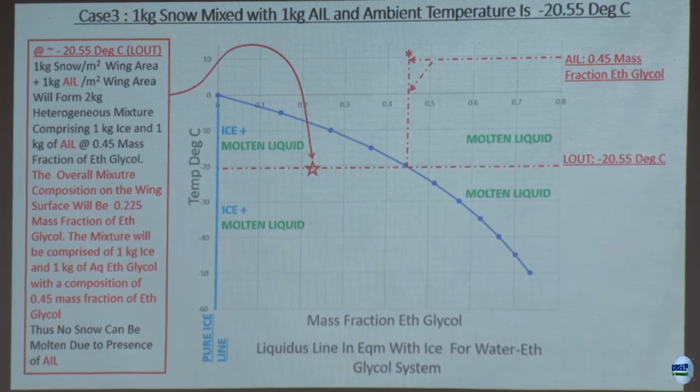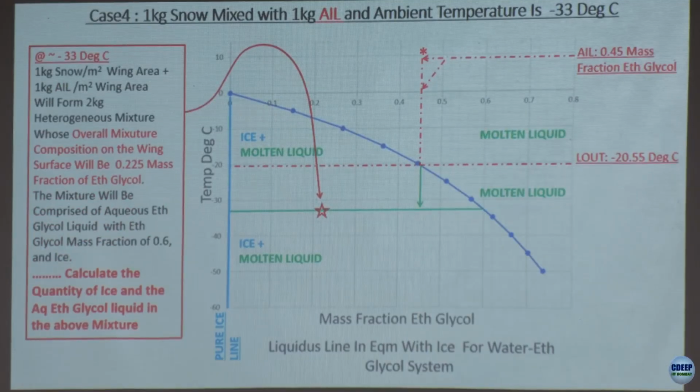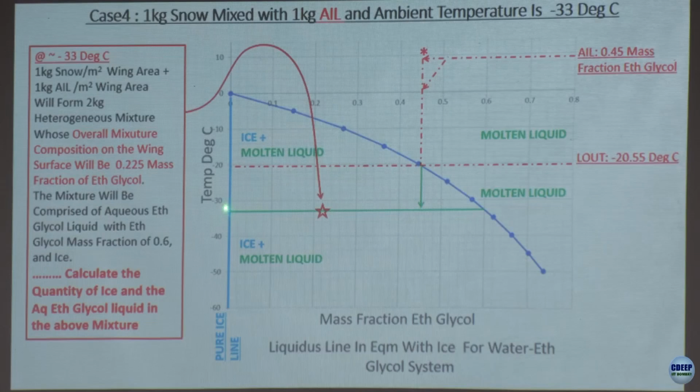Now let us take the case 4. In this particular case, we are considering a temperature which is minus 33 degrees centigrade. Okay. So this is the tie line for the minus 33 degrees centigrade. The mass composition of the ice 1 kilogram and anti-icing liquid 1 kilogram is again the same. But now this mixture is split between ice and a liquid solution, molten liquid, which is of this composition, and that happens to be 0.6, which is given here as mass fraction.